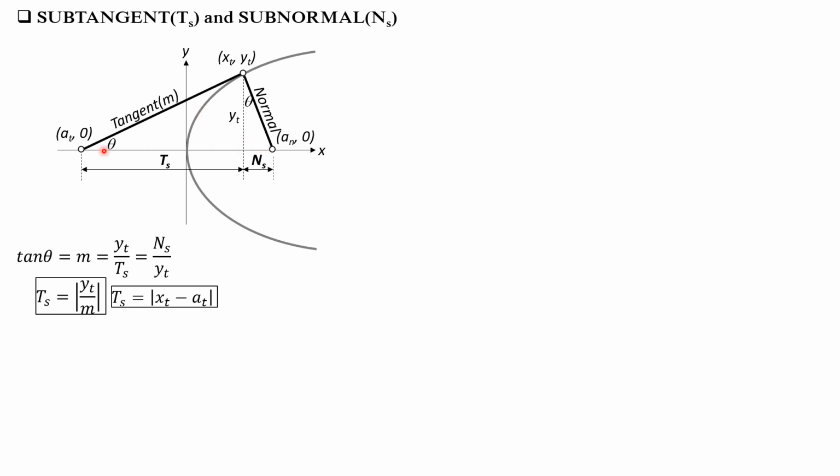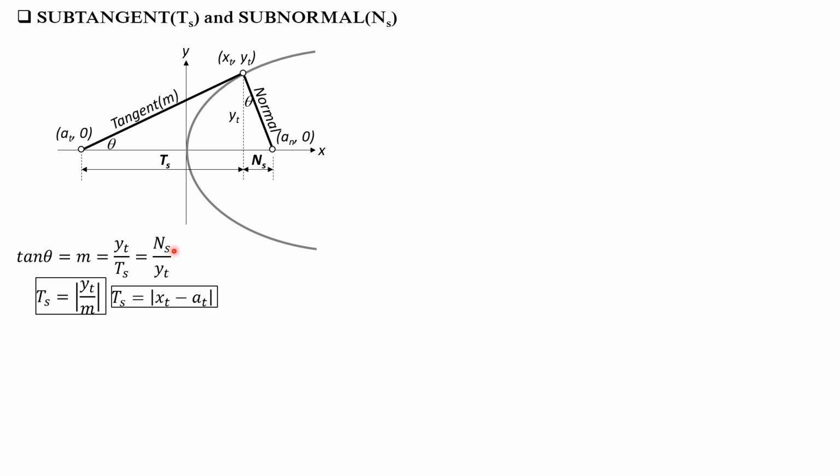So you just look at the figure here. You don't need to memorize, actually. You just set up tangent theta equals opposite y_t over t_s, and from there you can define t_s. It is also equal to, because it is the horizontal projection, the right x, x_t, minus a_t. To make it always positive, put the absolute value back. As long as you write it right x minus left x, this is always positive.